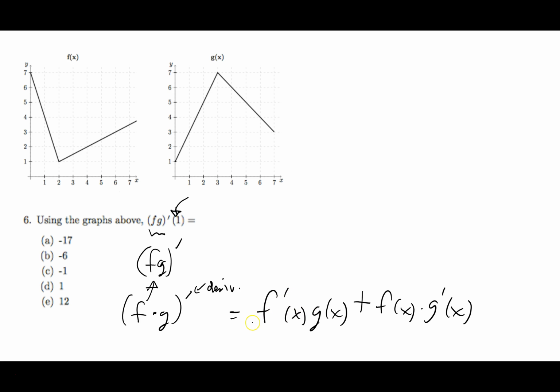Well, let me put it up here. f prime of 1 times g of 1 plus f of 1 times g prime of 1. Okay, that will be what we're looking for. Let's get the easy parts first. g of 1 and f of 1. That's the actual function value.